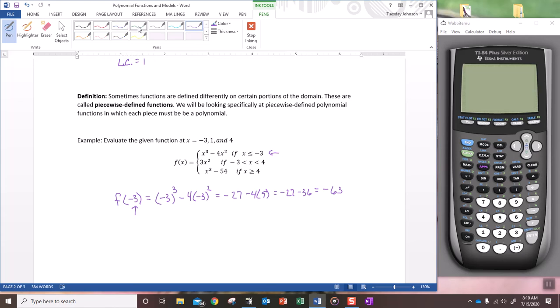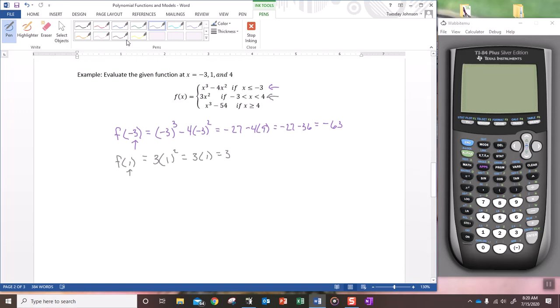I gotta find colors that go nicely with purple now. If I want to evaluate f of 1, I key in on the x value and I ask myself, is 1 less than or equal to -3? No. Is 1 between -3 and 4? Yes, it is. So I will use this piece of the function. I'll input 1. 3 times 1 squared is 3 times 1, which is 3. Give ourselves a little more room here.